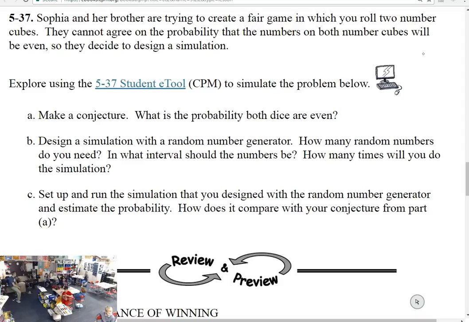So Sophia challenges her brother. Take a game that involves 2 dice, right? And if you want to make it awkward, get a giant one and then a little one and tell somebody to roll these. And make it fair. So you're going to roll 2 dice. Talk about this with your team. How do we make a fair game using 2 dice?